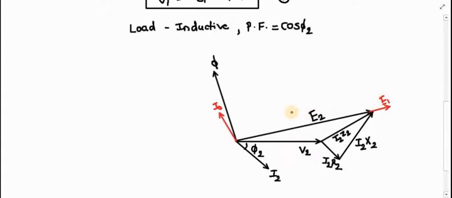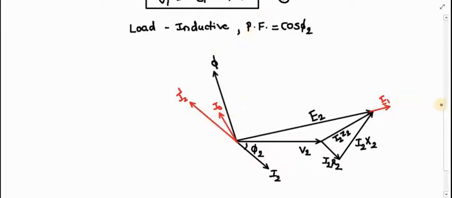So the load component I2 dash of your primary current, to neutralize the demagnetizing effect of I2, is drawn opposite to that of I2. So here I will draw I2 dash. What is I2 dash? I2 dash is nothing but the load component of your primary current to neutralize the demagnetizing effect of current in the secondary winding, that is I2. So opposite to that of I2 I have drawn the I2 dash.